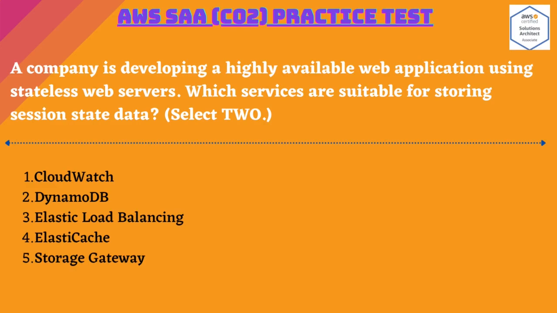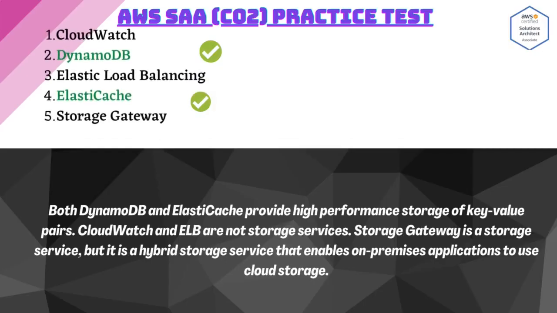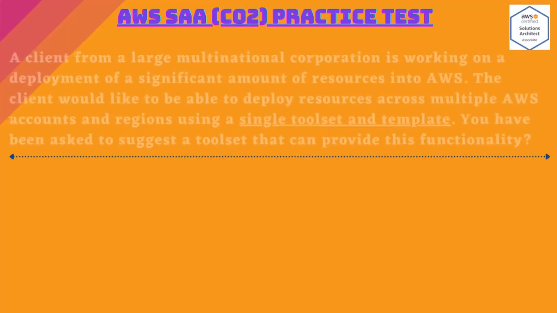ElastiCache is an in-memory database service which has Redis or Memcached. This can be an answer, but let's check the last one as well. Storage Gateway is used to integrate between AWS and on-premise storage, and it is not suitable for storing session data. So the correct answer is DynamoDB and ElastiCache. You can read out the explanation here. Let's move on to the next question.